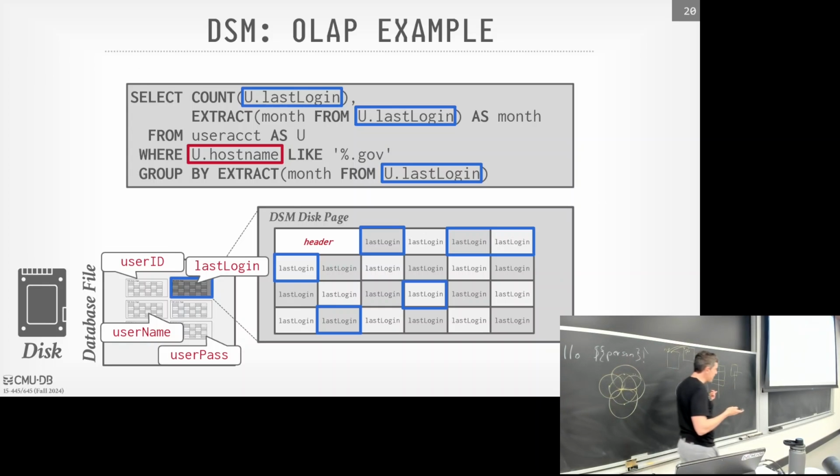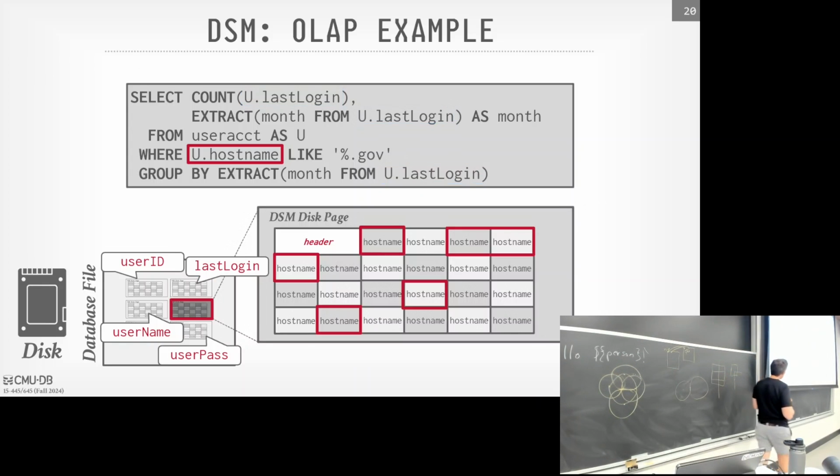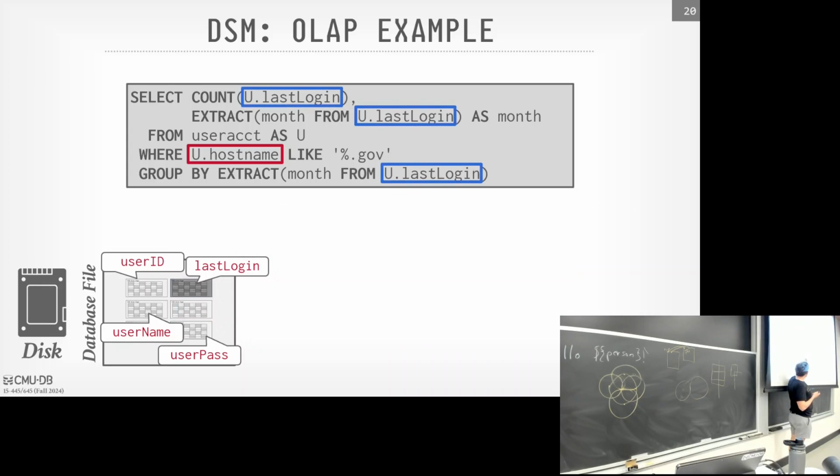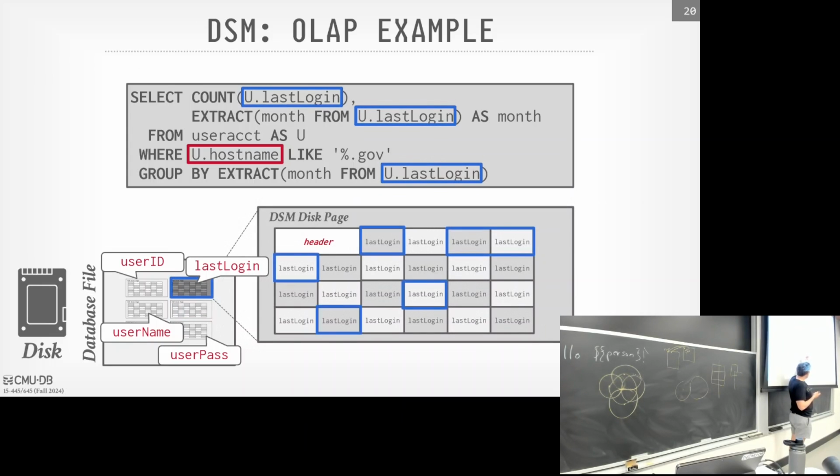All right, so I was kind of hand wavy back here. When I said we run our where clause, we find our matches, and then when we bring in the last login, we have a way to know where the corresponding matches in the host name are, to match the values that we care about in the last login page. So how are we doing that?